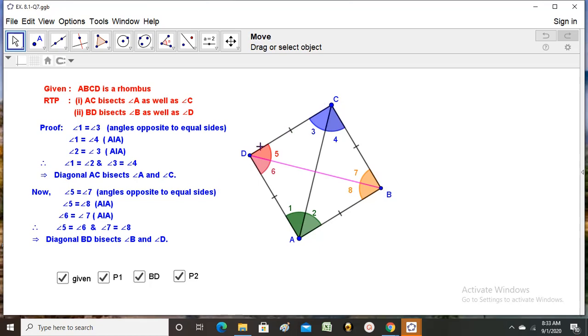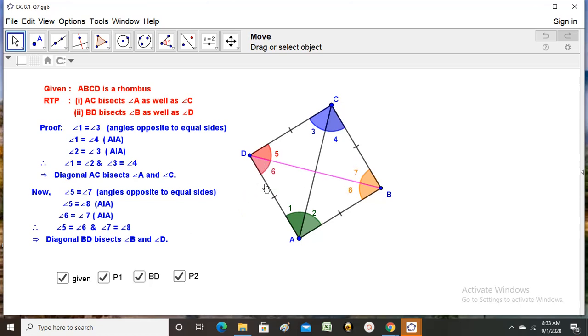In triangle BCD, BC equals CD, the equal sides, because it's a rhombus and all the sides are equal. Angles 5 and 7 are opposite to equal sides, therefore they are equal. Similarly, opposite sides are parallel, therefore 5 and 8 are equal. 6 and 7 are equal, pairs of alternate interior angles, therefore 5 equals 6 and 7 equals 8. These two are equal, these two are equal, therefore these two are equal. Like this we can claim 5 and 6 are equal and 7 and 8 are equal.